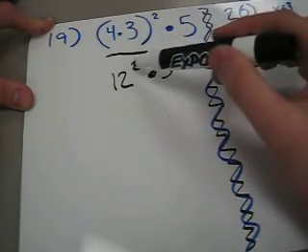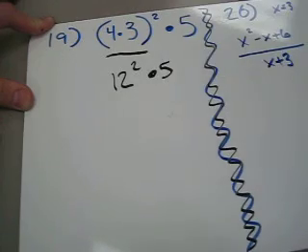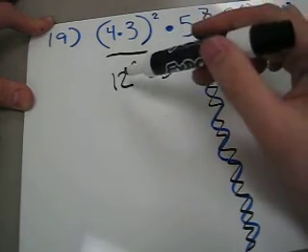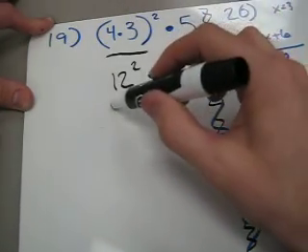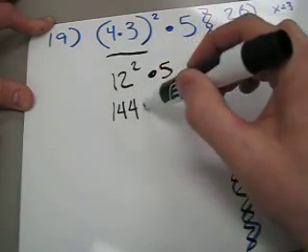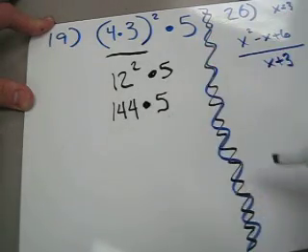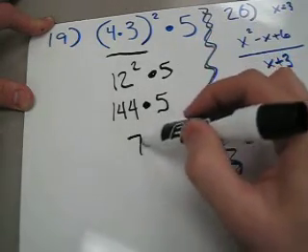Okay, so now we have 2 operations left. We have exponents and we have multiplication. Well, the order of operations says that we're always going to do exponents before we multiply. So we need to say 12 squared, which is 144. 144 times 5. Then if we multiply that, we get 720.